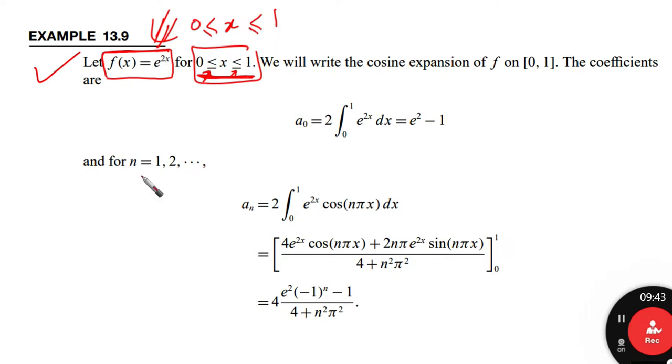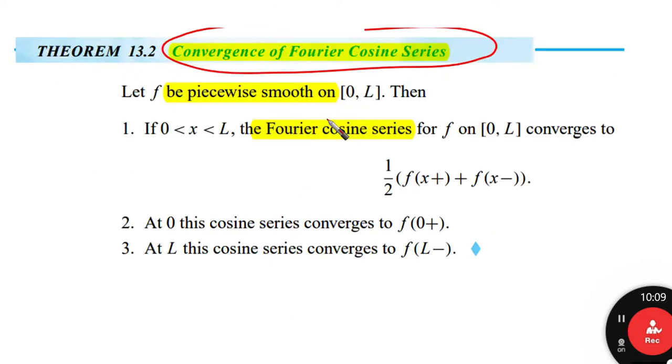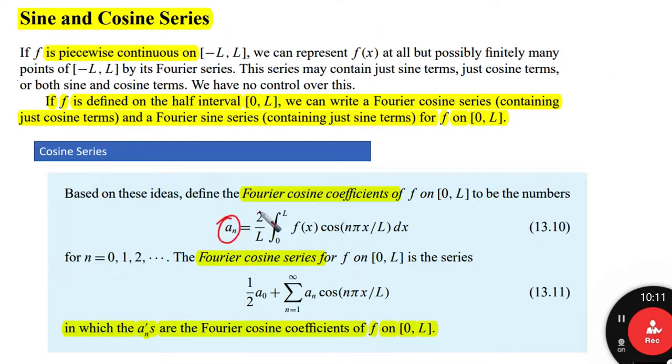We will write the cosine expansion. We want the cosine expansion, meaning that we do not want to see anything except cosine terms in the expansion of the Fourier series of f on this interval from 0 to 1. The coefficients, a node is what we are going to start with, as we have mentioned before. It is going to be 2 over L. Let's go back and check: a node is 2 over L, from 0 to L, f of x cosine n pi x over L.